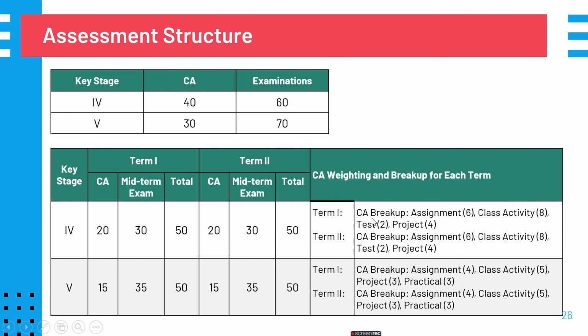And also suggested CA breakup, continuous assessment breakup, are also suggested, like assignment and class activity and test and project. And continuous assessment breakup is also similarly suggested for term 1 as well as for term 2, both for Key Stage 4 as well as for Key Stage 5.